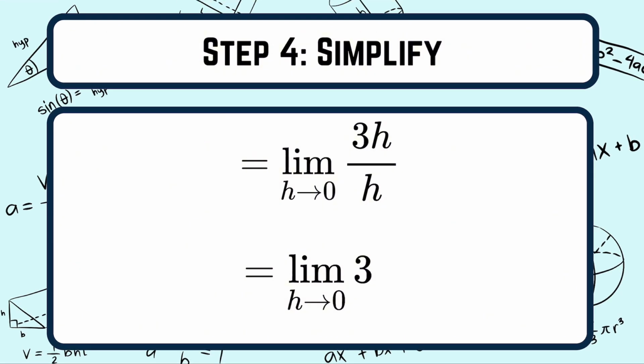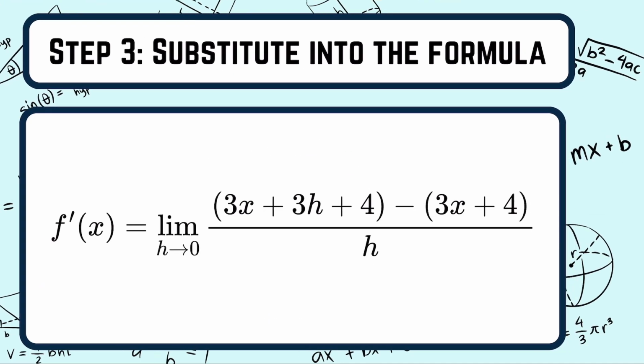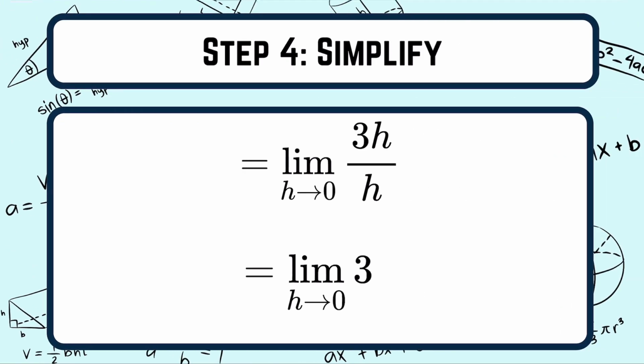And step 4 is simplify it. And here we get 3h over h. So the limit is equal to 3.